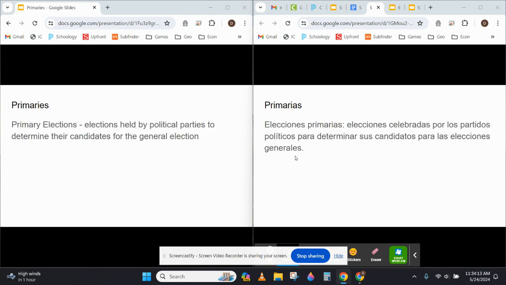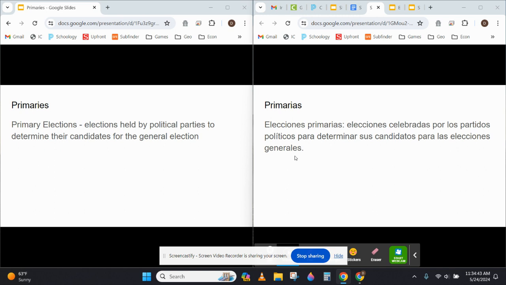Primary elections are elections that are held by political parties to try and figure out who their one person is. Each party puts one person up for office. So, something like president, but also for senators, representatives, governors, all these different positions. Political parties will put one person up for each of them. So Republicans put up someone, Democrats put up someone, but so do the Green Party and Libertarian Party.